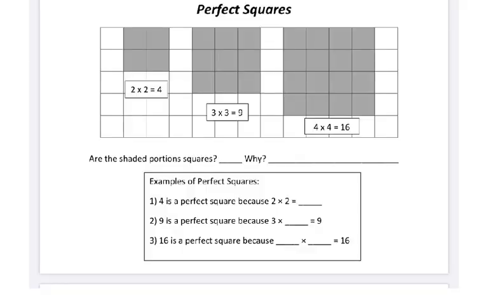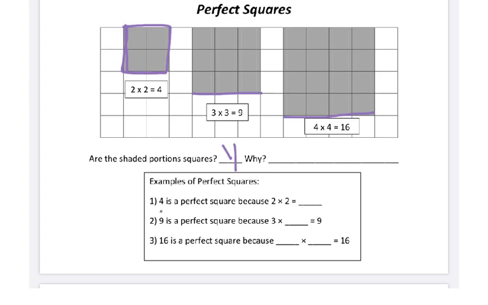Okay, so now let's look at perfect squares. Are the shaded portions squares? Yes. Okay, they are squares because their sides are all the same. This square has a side length of 2 units. This one has a side length of 3 units all the way around. This one has a side length of 4 units all the way around, okay?